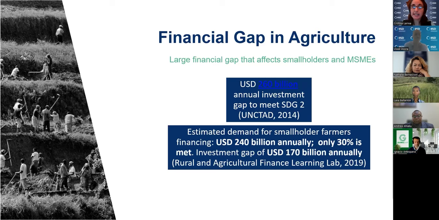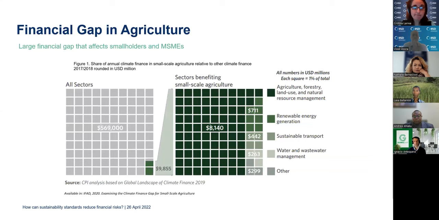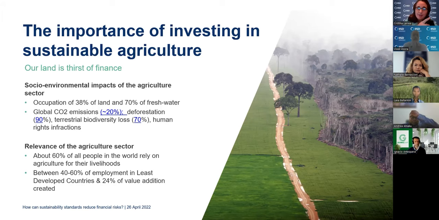Next slide, please. Just to give an example of this financial gap, the next figure illustrates the small share of annual climate finance disbursements in smaller scale agriculture in 2019, relative to other sectors such as clean technology and renewable energy that receive more climate finance. Next slide, please. Just to say, it was only 2% the share of climate finance disbursements in agriculture in comparison to the total.